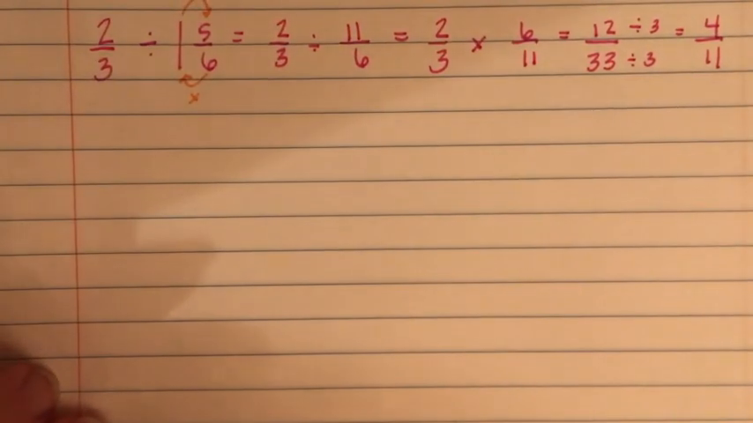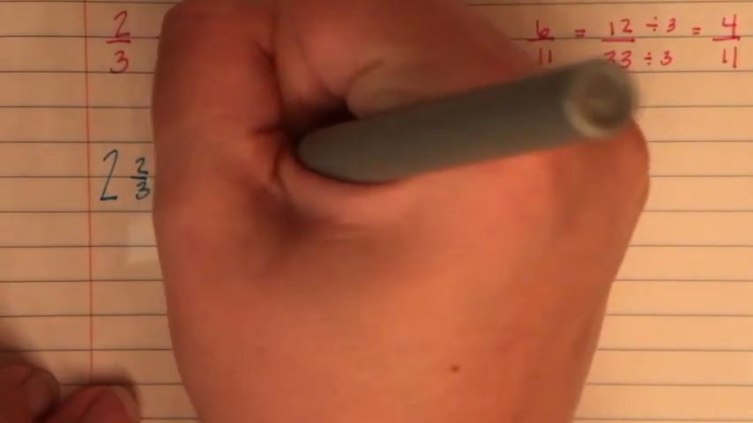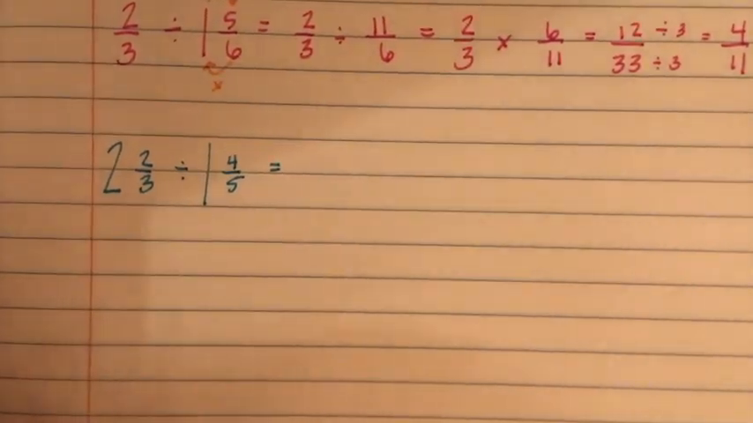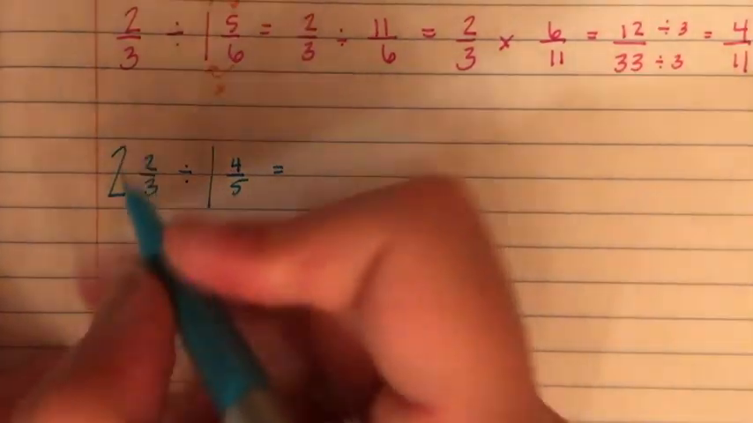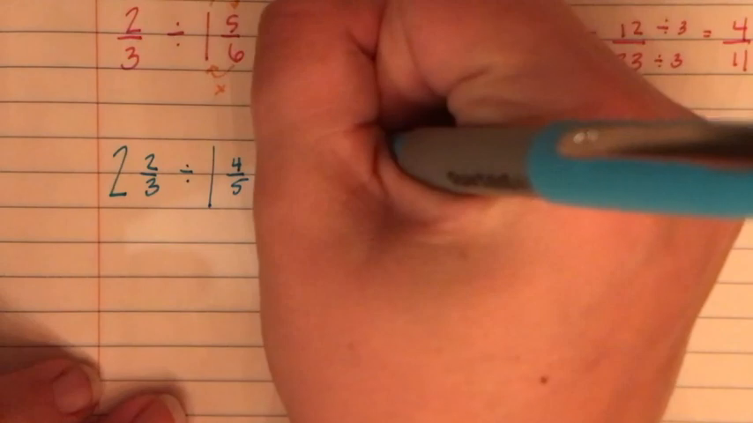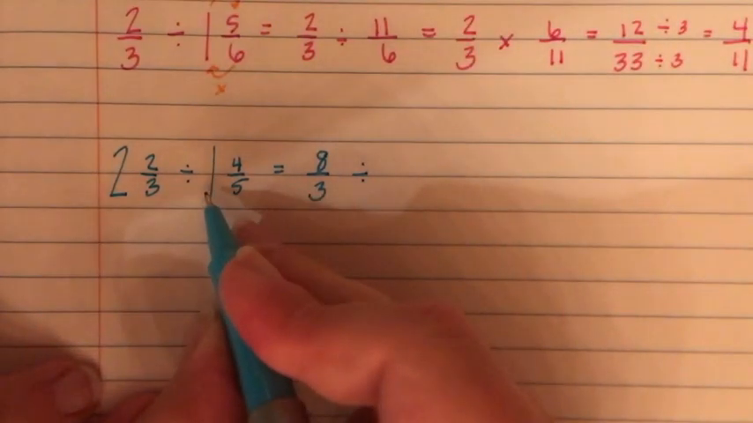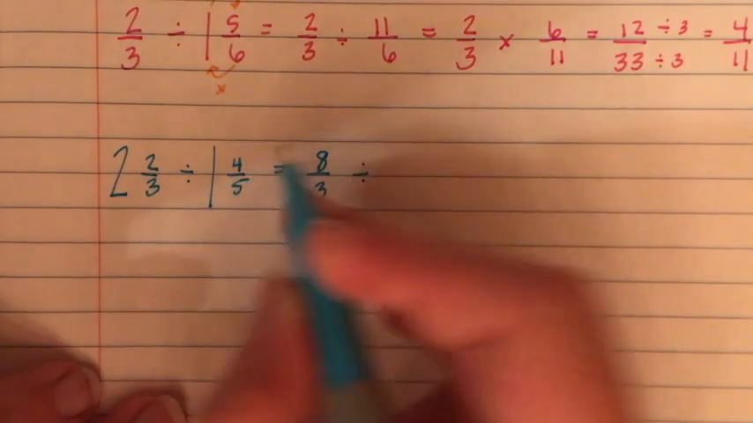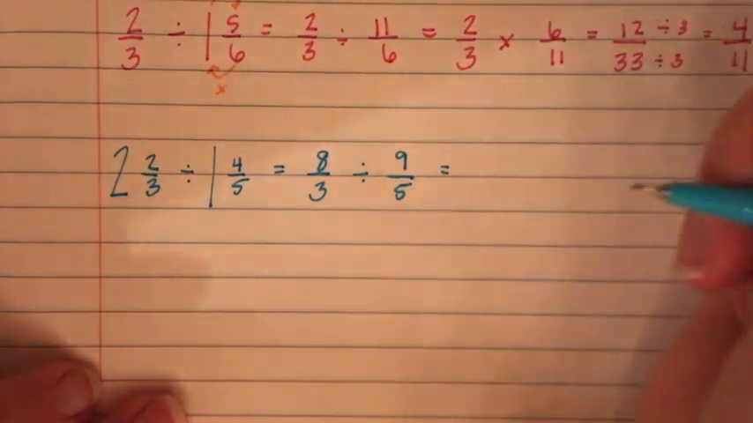Let's do 2 2/3 divided by 1 4/5. So again, I need to convert both of these to improper fractions. So 2 times 3 is 6. 6 plus 2 is 8. So 8/3 divided by 1 times 5 is 5. 5 plus 4 is 9. So divided by 9/5.